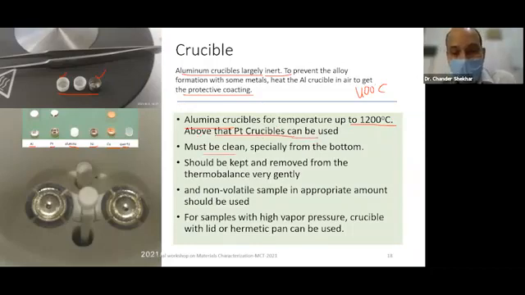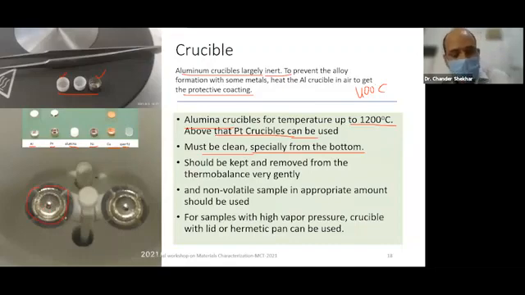And needless to say, the crucible must be clean, especially at the bottom. So what is on the left hand side bottom? This is the top of the thermobalance. On top of this, the crucibles are kept.